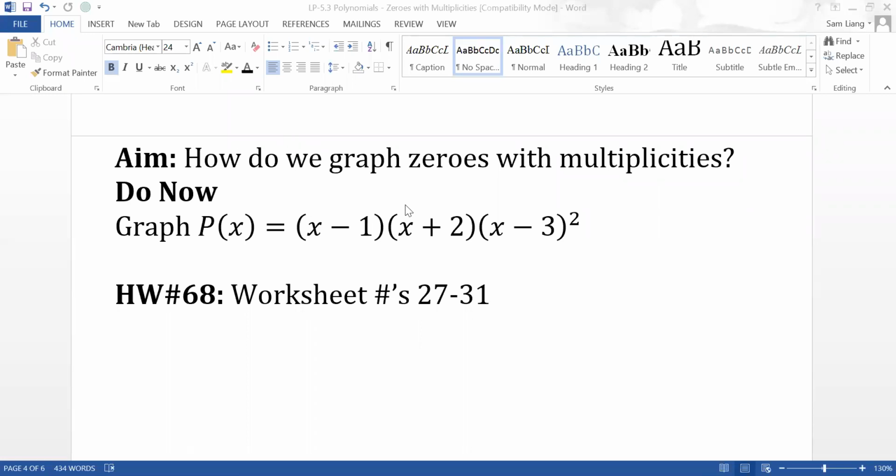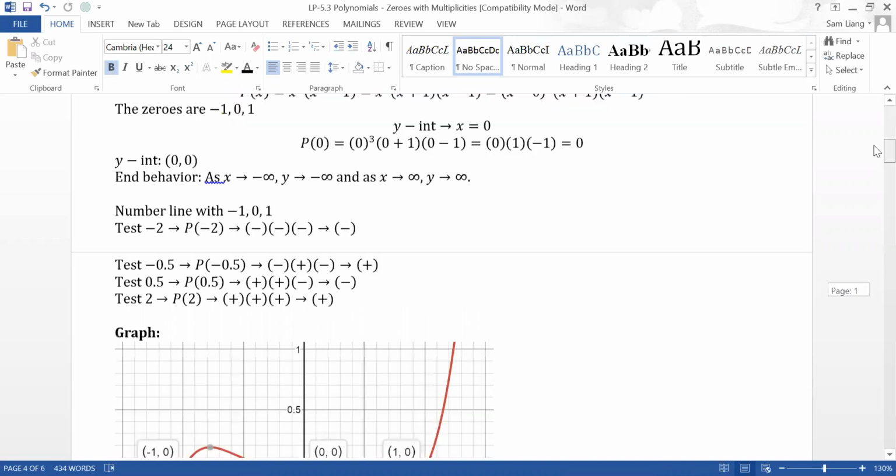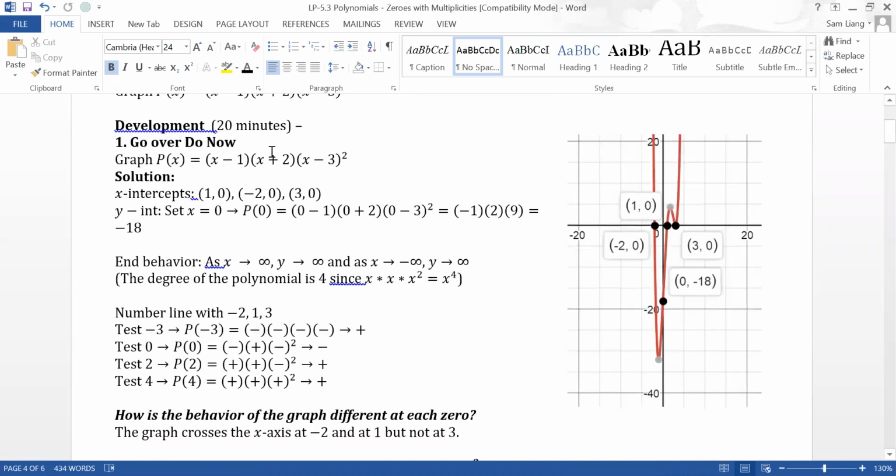Okay, so let me pause you here. I'm going to scroll up for the solution. So again, our aim for today is how do we graph zeros with multiplicities. The x-intercepts here are going to be 1, -2, and 3. This is easy to see because the polynomial has already been factored for us. So 1, -2, 3 are the x-intercepts.